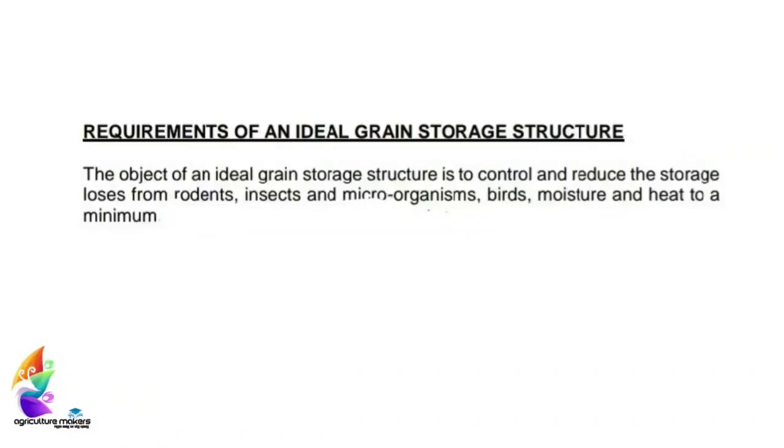We all know that a godown refers to a grain storage structure, and the requirement of an ideal grain storage structure is to control and reduce the storage losses from rodents, insects, microorganisms, birds, moisture and heat to a very minimum level.